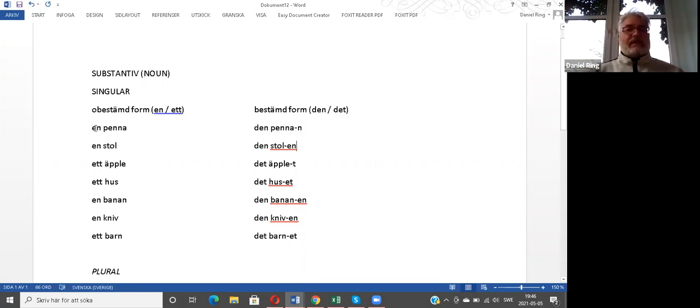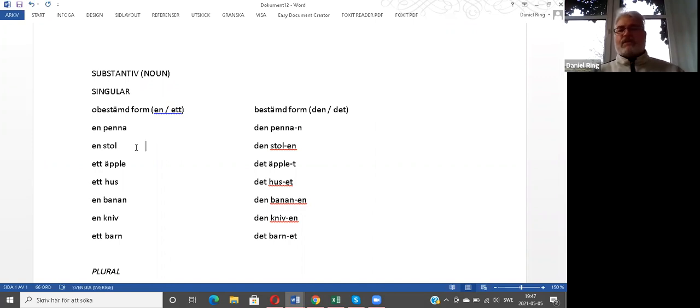Notice then what's happening to the noun in a singular undecisive form, en penna. Basically, we take this article en and put it here towards the end of the word. So penna becomes pennan, and the n we are getting from the article en. You can see this even clearer if we take another noun, ett annat substantiv, nämligen en stol, a chair.